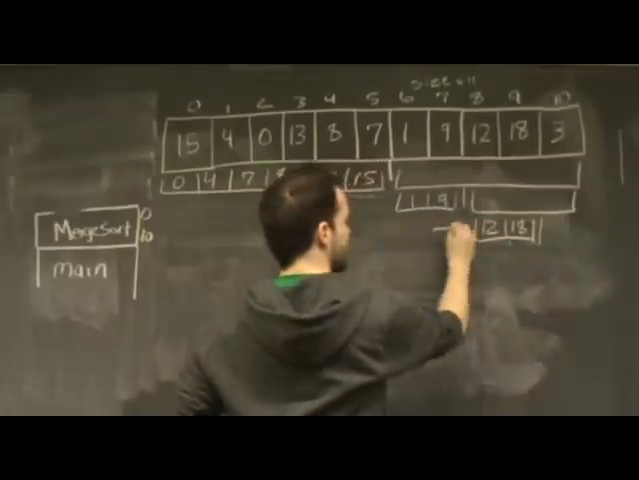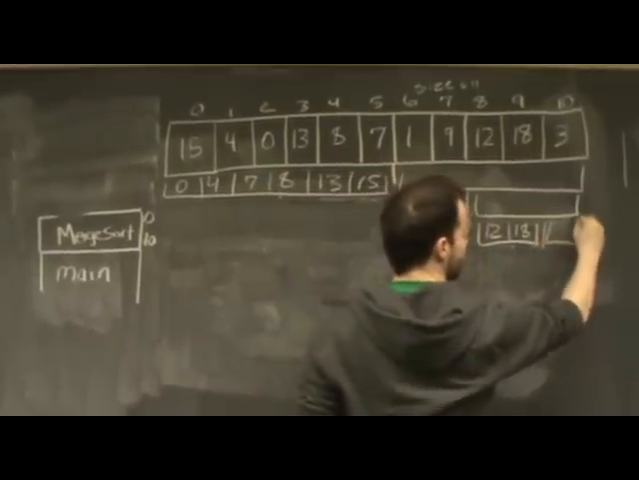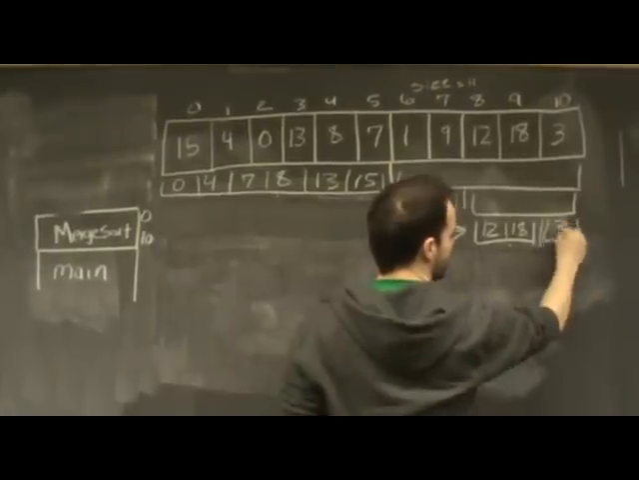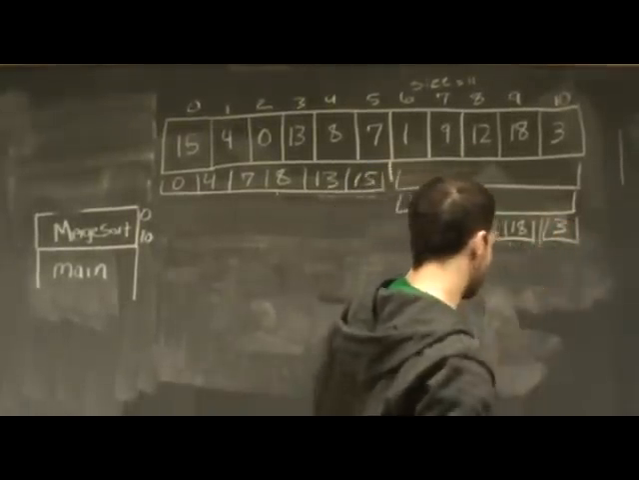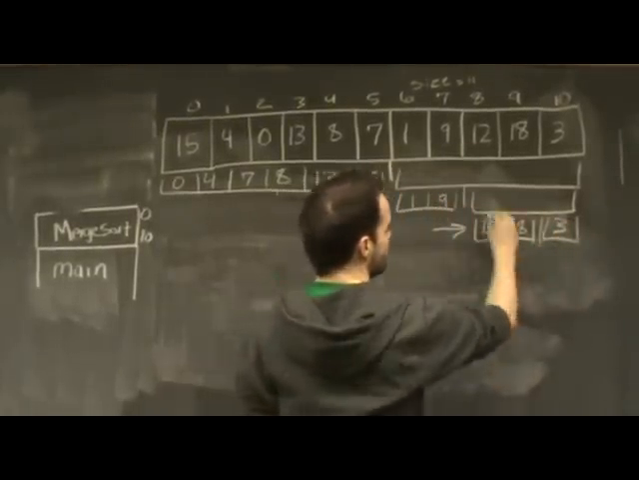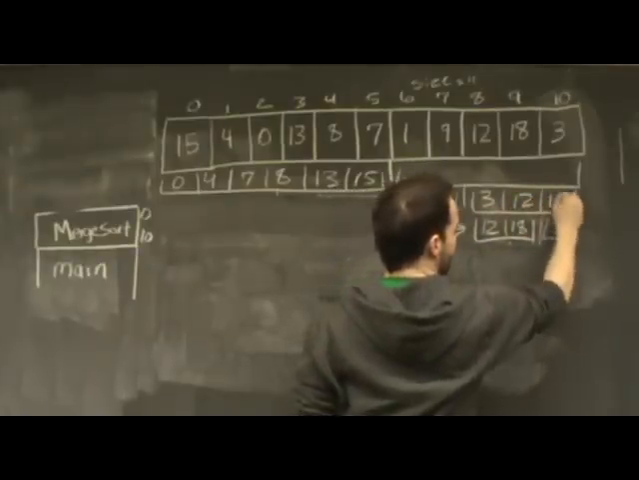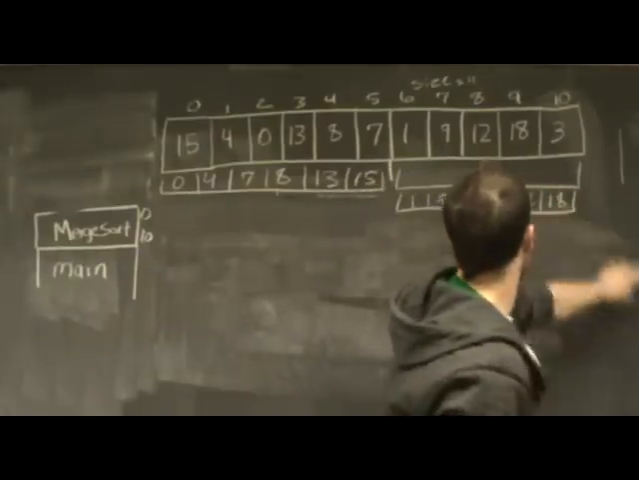Now on this level, the left side is done, so we do the right side. The right side is just going to be this one element 3, which will get returned back here, in the base case, so nothing happens there. These get merged back together, 3, 12, and 18. Now this level of the stack is done.